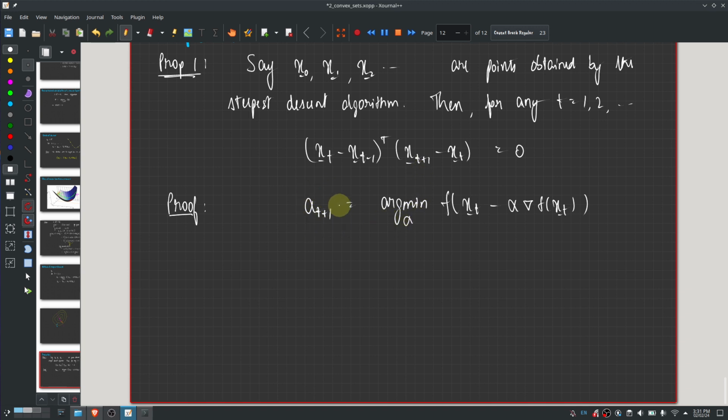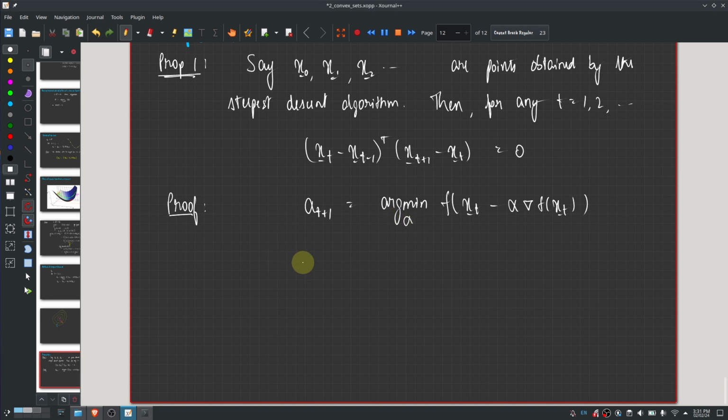So this is my alpha t plus 1. What would happen to this particular quantity as I choose alpha t plus 1? This is a function of alpha, right? This function is minimized when I take alpha equal to alpha t plus 1, which means that if I look at this as a function of alpha, the derivative of this should be equal to 0 at alpha equal to alpha t plus 1.